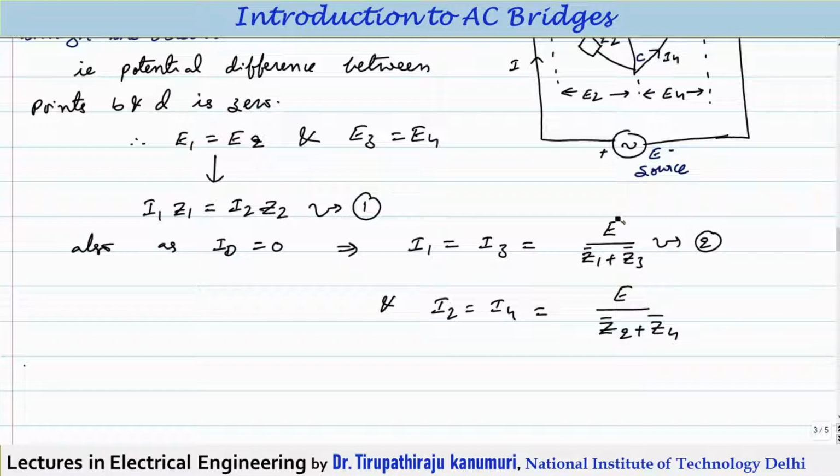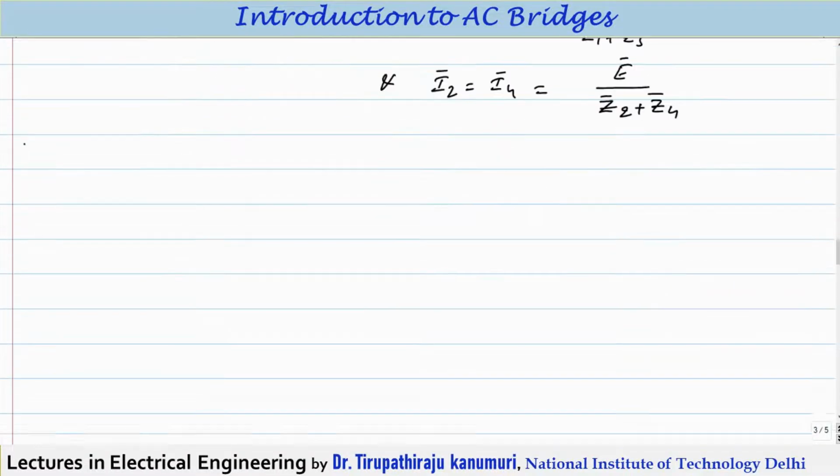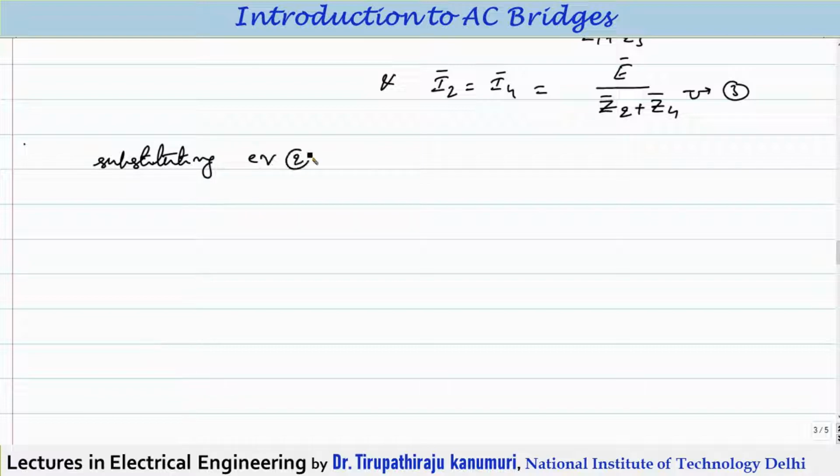So let us take them as vectors, because current is a vector, to avoid the confusion. Sorry, in an AC circuit we call them phasors instead of vectors. So this is the value, and I am taking this as equation number 3. So now what I am doing, substituting equation number 2 and equation number 3 in equation number 1.